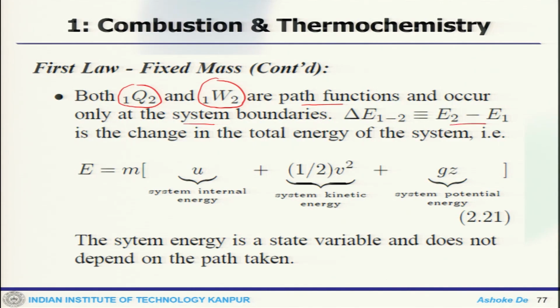So, one can write the energy as a collection of all other energy. For the system, you can have the internal energy, the kinetic energy and the potential energy. So, this will give the total energy of that particular system.